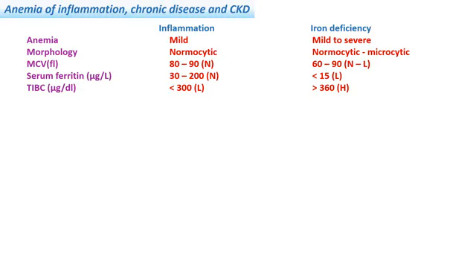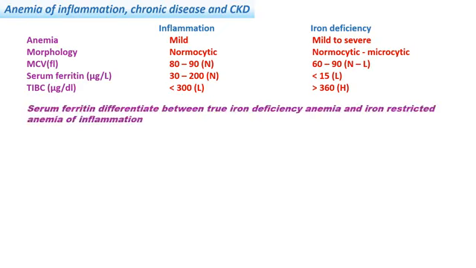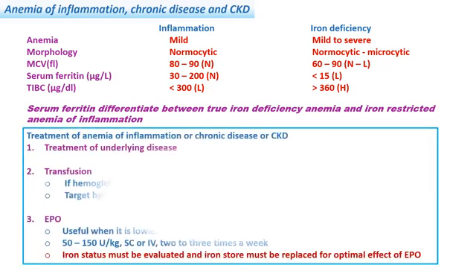Serum ferritin in inflammation is 30 to 200 microgram per liter, which is normal. In iron deficiency it is less than 15, very low. TIBC in inflammatory anemia is less than 300, but in iron deficiency anemia it is high, more than 360. So serum ferritin differentiates between true iron deficiency anemia and the iron restricted anemia of inflammation.